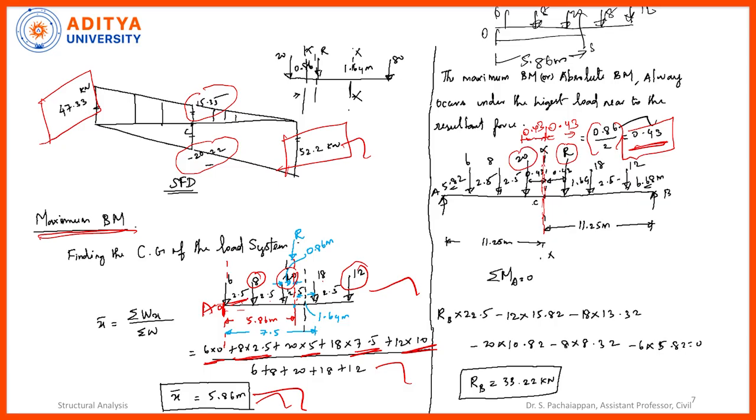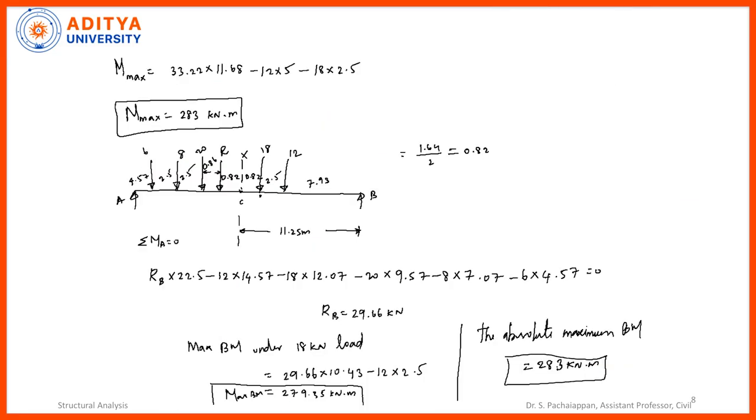Now I am considering the summation of all the moments acting at support A equal to 0, and then I am going to calculate the value of RB. So RB multiplied by the perpendicular distance is 22.5, minus 12 into the remaining distance, minus 8 into the remaining distance. So far I have calculated the value of RB. Next, here I will clearly explain.